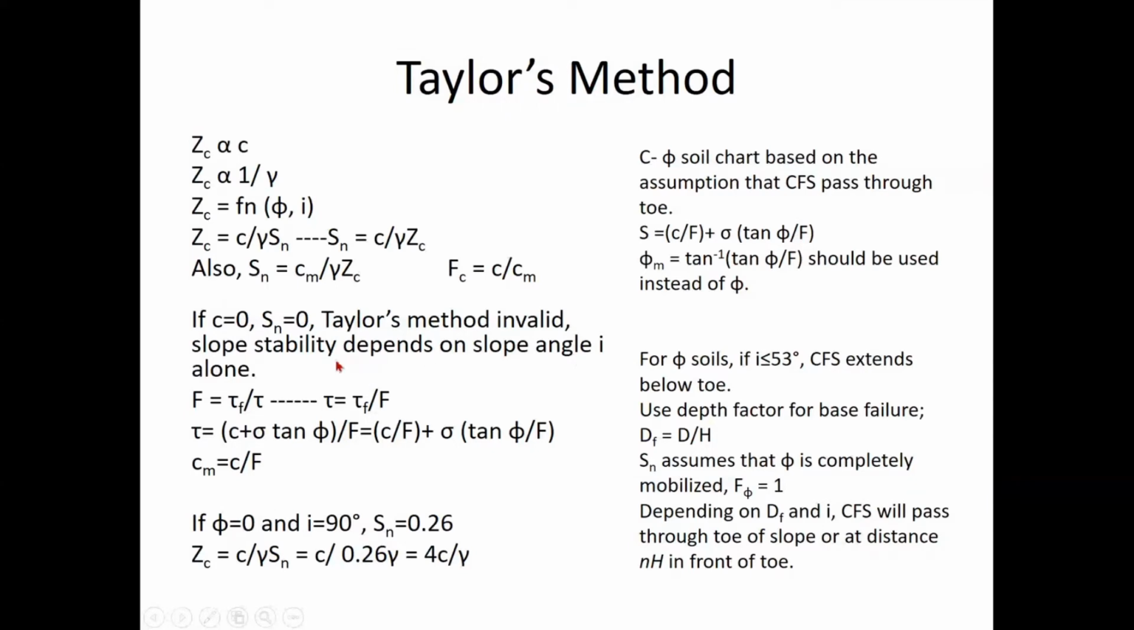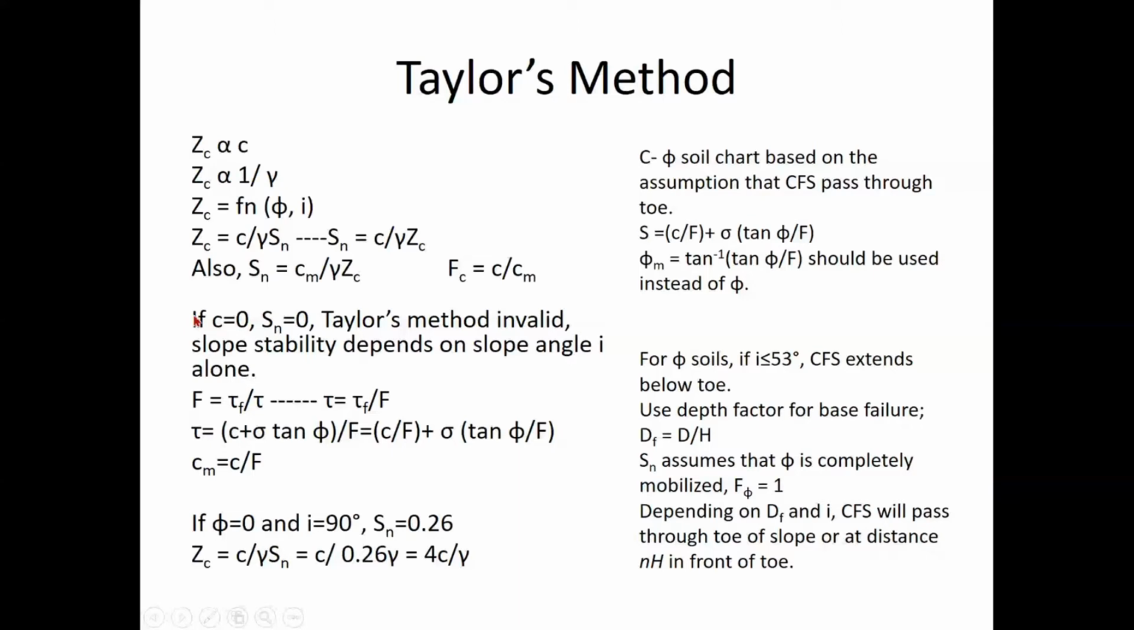If C is equal to 0, that means there is no cohesion for the particles to be held together. All right, you are trying to visualize a sandy slope, right? So stability of that slope depends only on the slope angle, isn't it? The steeper the slope, the more unstable the slope is going to be, right? So that slope stability is going to depend on i alone. I'll come to where we are going to see this further. So just keep this in mind.